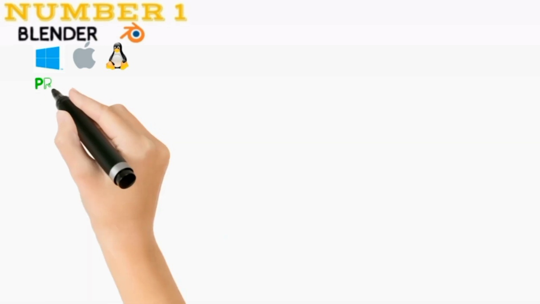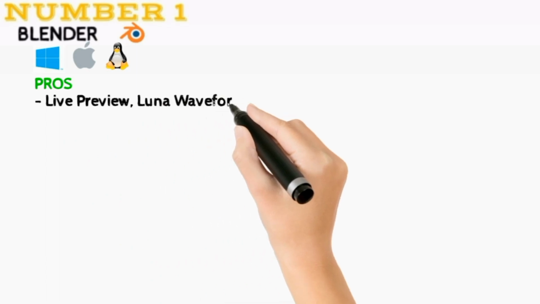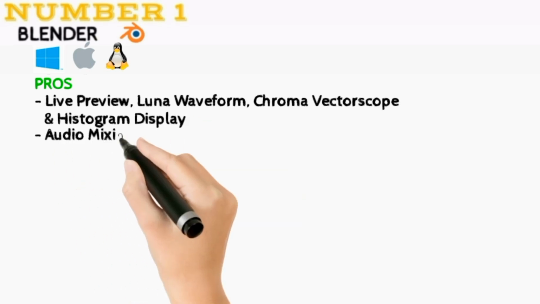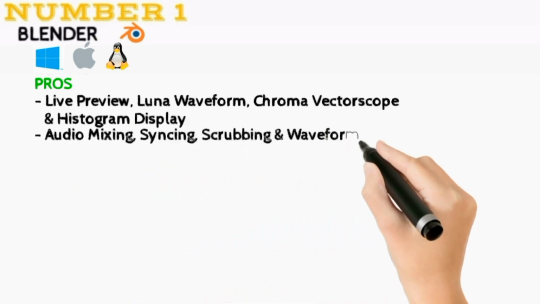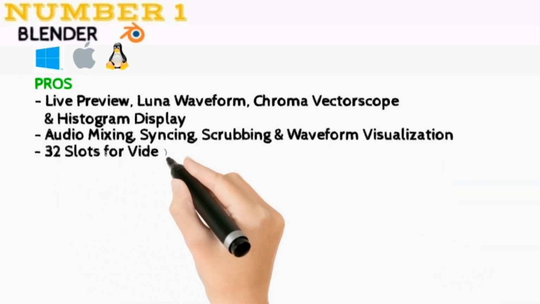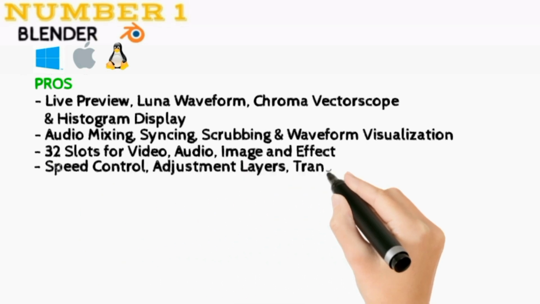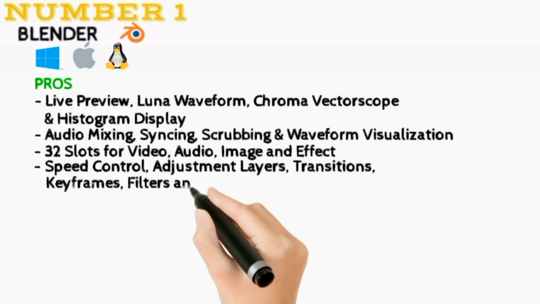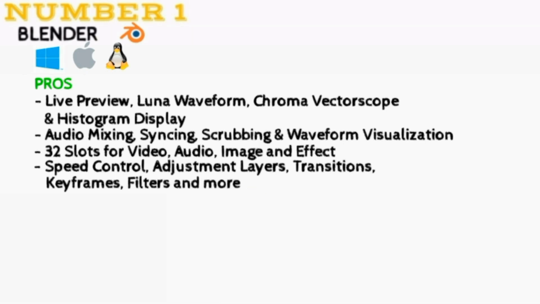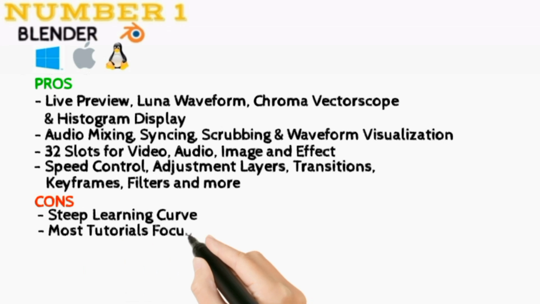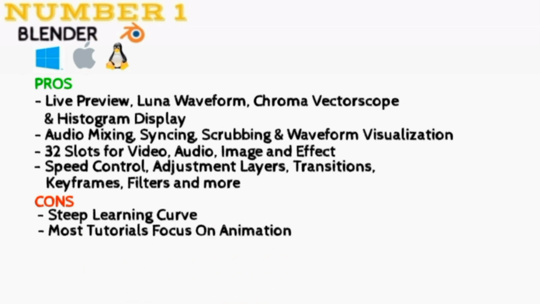The Blender video editor includes features like live preview, Luma waveform, chroma vector scope, histogram displays, audio mixing, syncing, scrubbing, waveform visualization, up to 32 slots for adding video, images, audio and effects, speed control, adjustment, layers, transitions, keyframes, filters and more. Blender is perfect for advanced users who are not put off by all these features, but the sheer array of features make the learning curve a little steeper. Most of the tutorials are focused on 3D animation and modeling side. The resources to help you with the video editor are very limited.